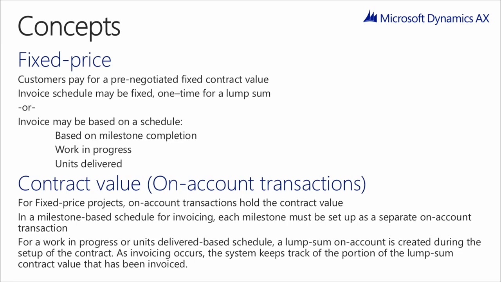Contract value, which is nothing but on-account transactions. For fixed price projects, on-account transactions hold the contract value. In a milestone-based schedule for invoicing, each milestone must be set up as a separate on-account transaction. For work in progress or units delivered based schedule, a lump sum on-account is created during the setup of the contract. As invoicing occurs, the system keeps track of the portion of the lump sum contract value that has been invoiced.